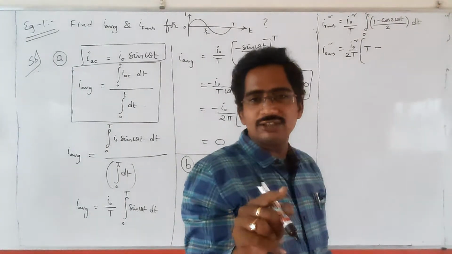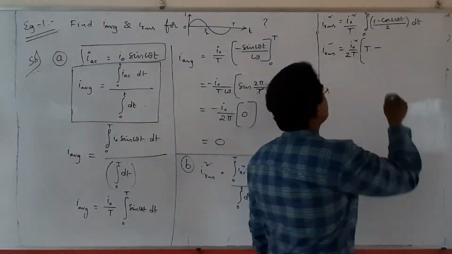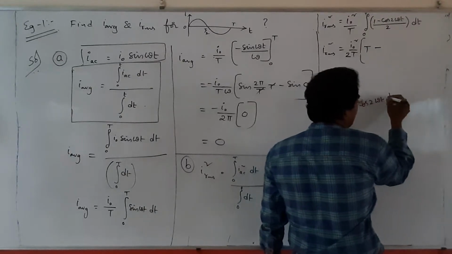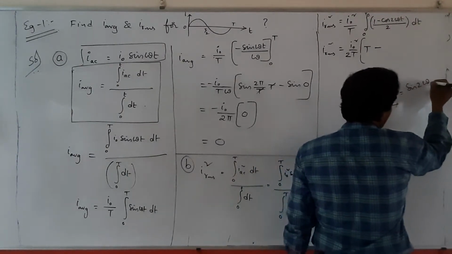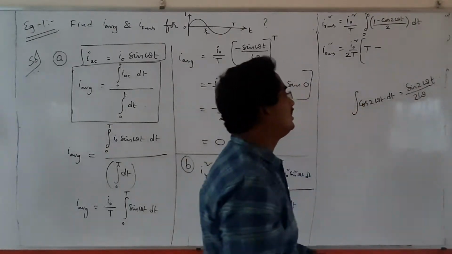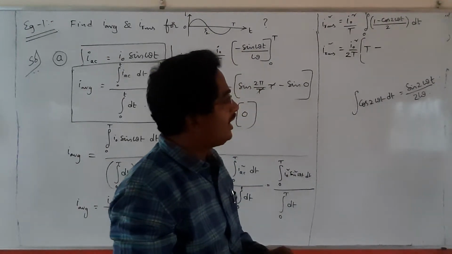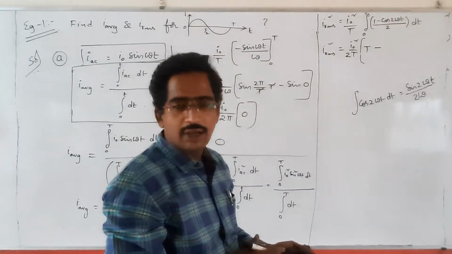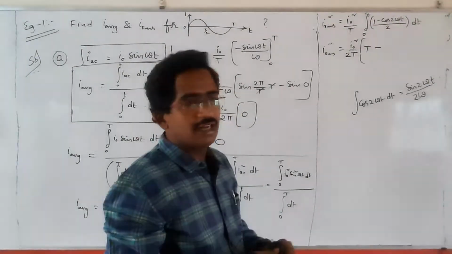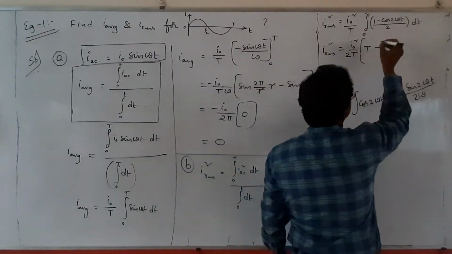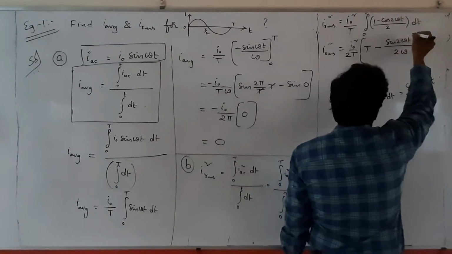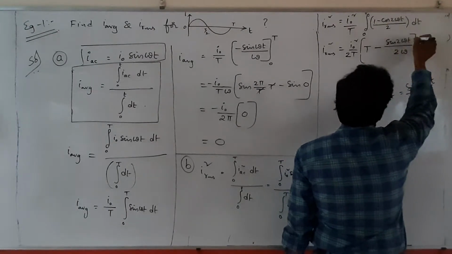What about integral cos 2 omega t dt? That value, integral cos 2 omega t dt, equals sin 2 omega t by 2 omega. Okay, so that is the integral cos 2 omega t dt value. That is written there. What are we getting? Sin 2 omega t by 2 omega with the limits of 0 to T.